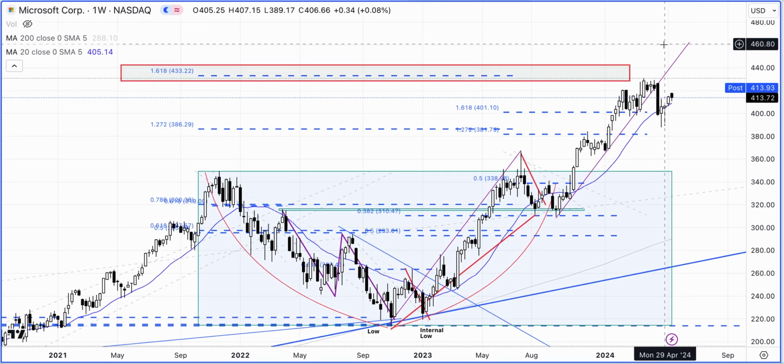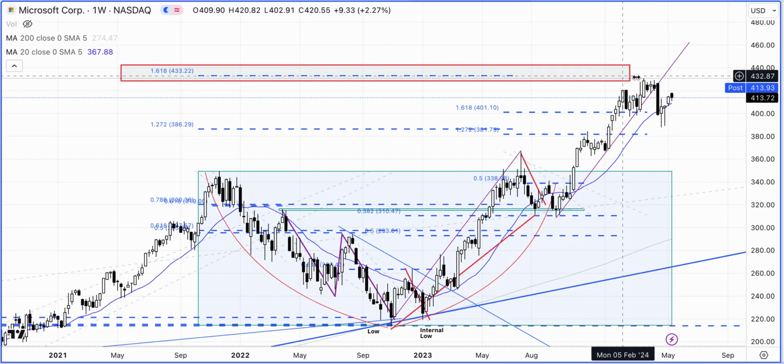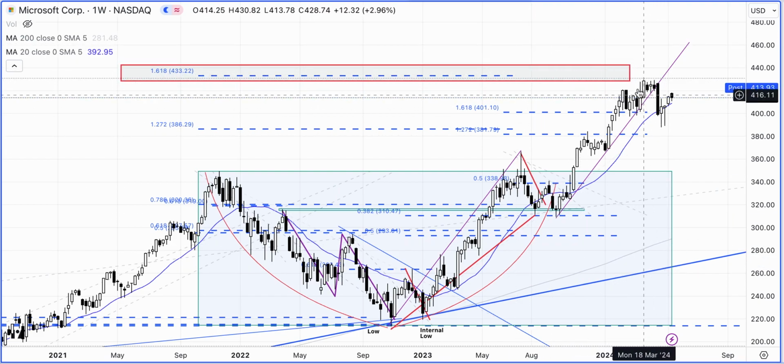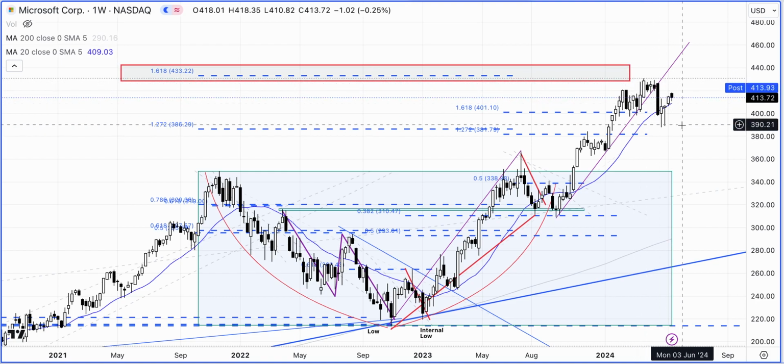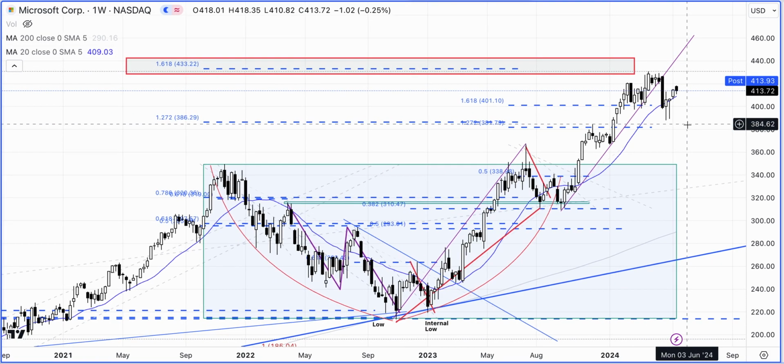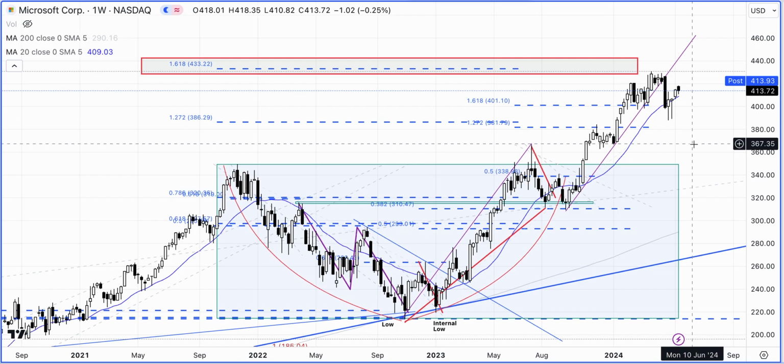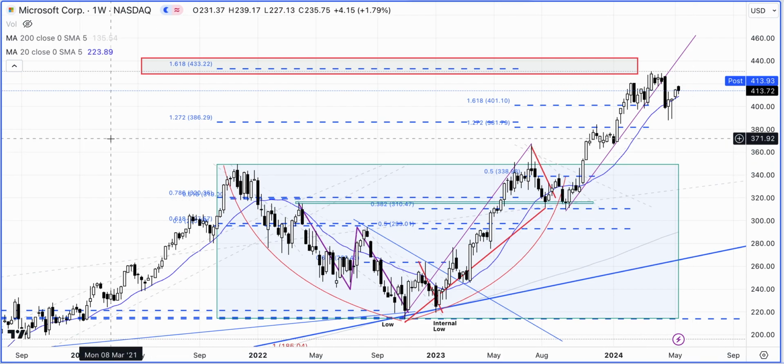We do have slightly higher targets as well for an ABCD, but with the market just being around here for this long, the chances for a pullback perhaps increase. So this is what we are watching in Microsoft.